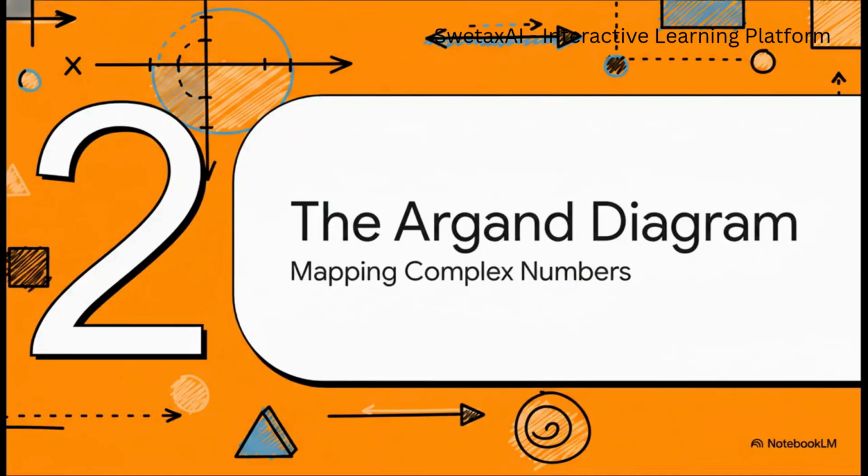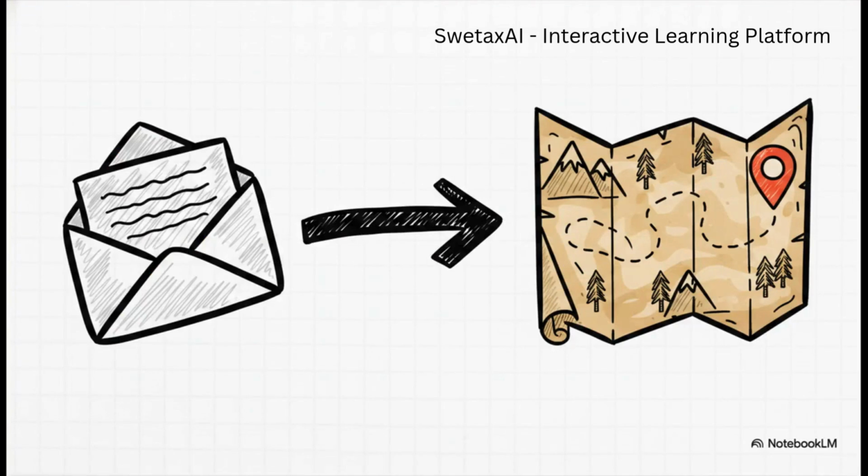Okay, moving on to Section 2. Visualizing the Argand diagram, the map. This diagram right here, this is your ultimate secret weapon for the IIT JEE exam. It allows you to take those intimidating abstract equations and turn them into a super clear visual landscape. The Argand diagram is basically the environment where the algebra of complex numbers actually comes to life. If the equation z equals a plus ib is the address, well, the Argand diagram is the map itself.